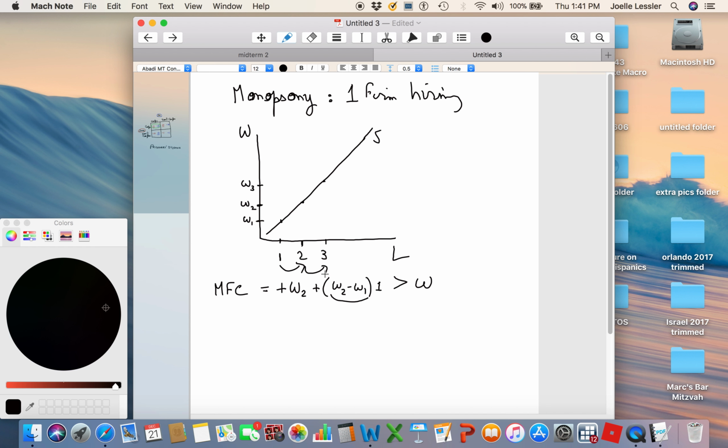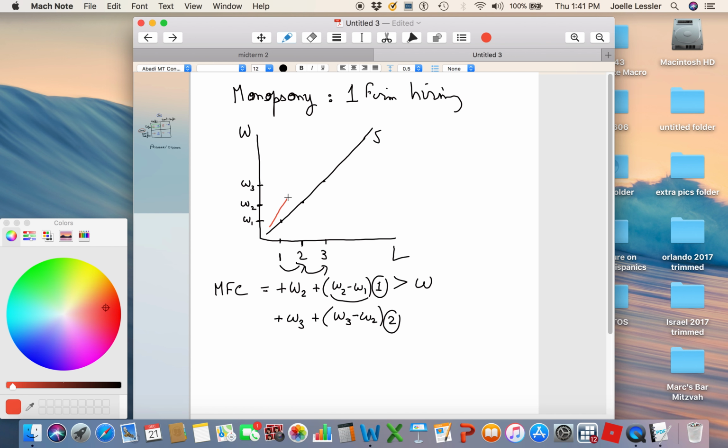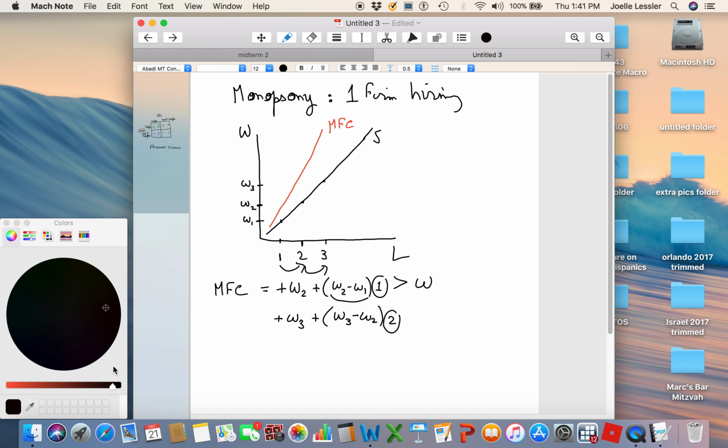When I go from hiring 2 workers to 3 workers, what's the additional cost of the third worker? Well, you had to pay the third worker W3, but then you had to pay W3 minus W2 to the previous 2 workers. And as you hire more and more workers, the additional price effect is bigger and bigger because you're multiplying by a bigger and bigger number of workers you hired previously. And guess what? The marginal factor cost looks like this. This is a mirror image of when we had a monopolist in the goods market.